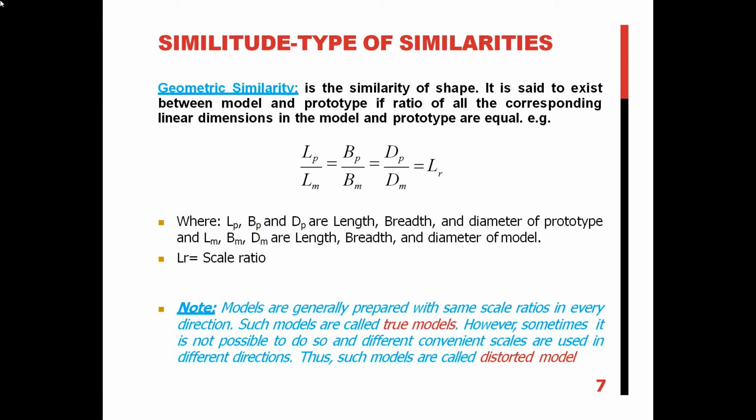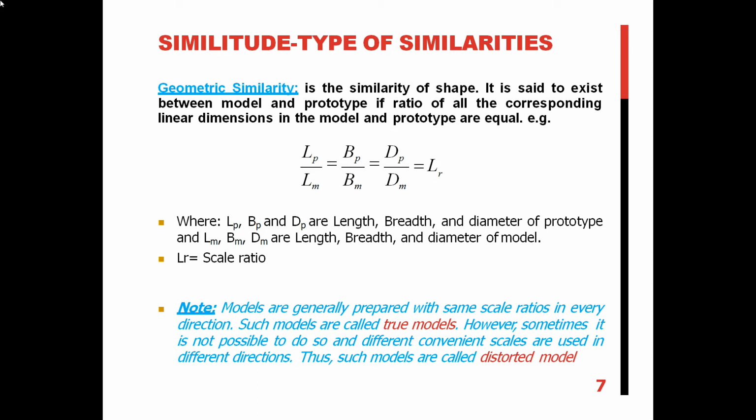Geometric similarity is nothing but the similarity of shape. It is said to exist between model and the prototype if the ratio of all the corresponding linear dimensions in the model and prototype are equal. So it is nothing but a similarity of shape.